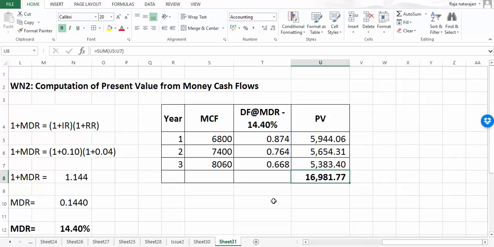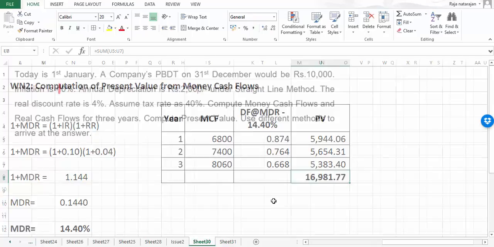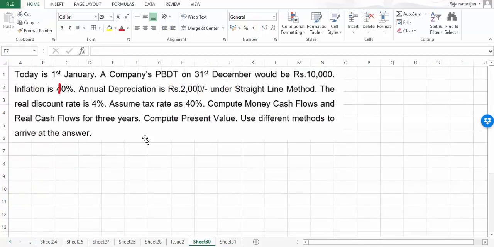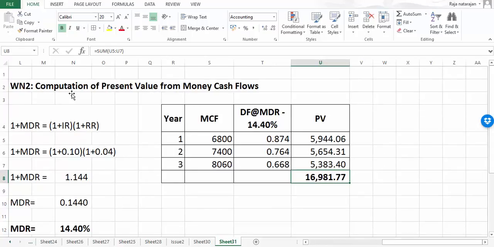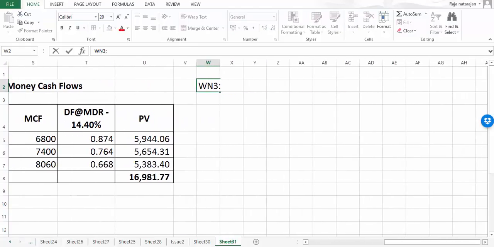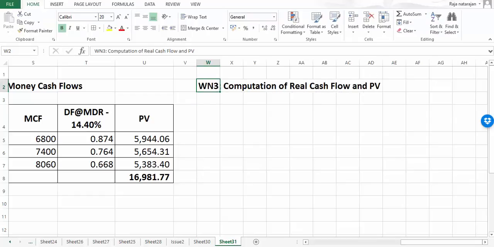So how can you find the real cash flow when you have money cash flow? It is possible if you can discount your money cash flow at the inflation rate. So by discounting the money cash flow at the inflation rate, you will find out what is the real cash flow. Okay. So what we'll do, we'll have working note 3. Working note 3, I'll say it is going to be computation of real cash flow and present value. We'll find out what is the real cash flow, then we'll find out what is the present value.